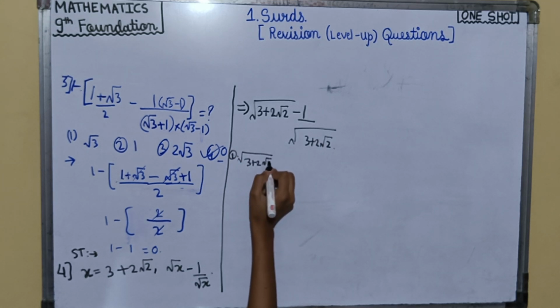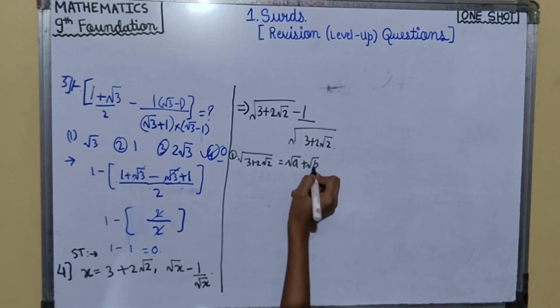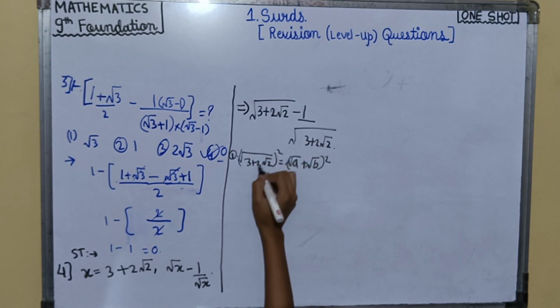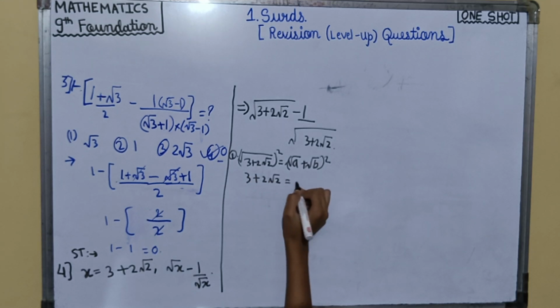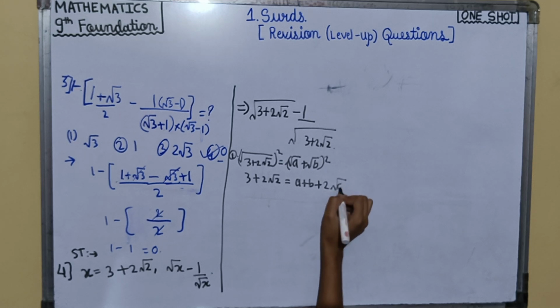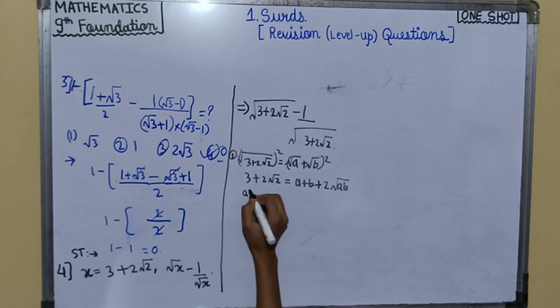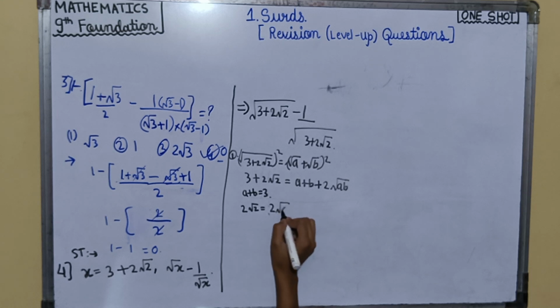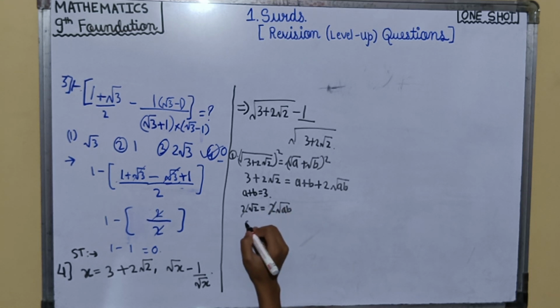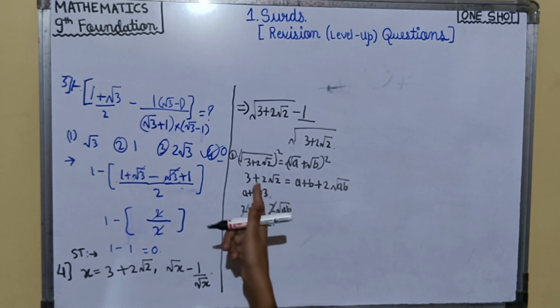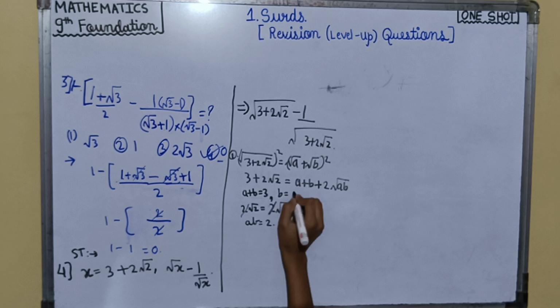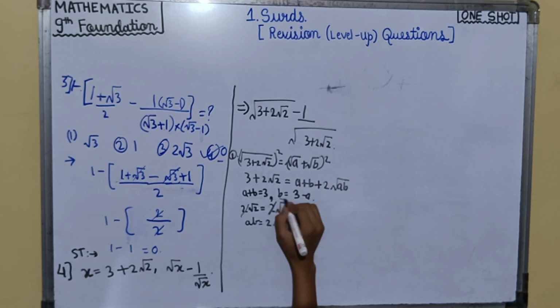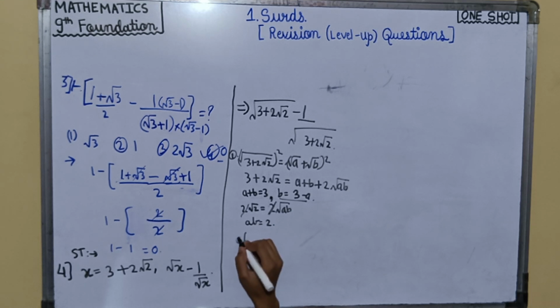Root 3 plus 2 root 2 is equal to root A plus root B whole square. 3 plus 2 root 2 is equal to A plus B plus 2 root AB. A plus B is equal to 3. 2 root 2 is equal to 2 root AB. 2 will get cancelled. AB would be equal to 2 by squaring both sides. Then we'll write B is equal to 3 minus A, we have derived this. B's value we have found, 3 minus A equal to 2. 3A minus A square equal to 2.